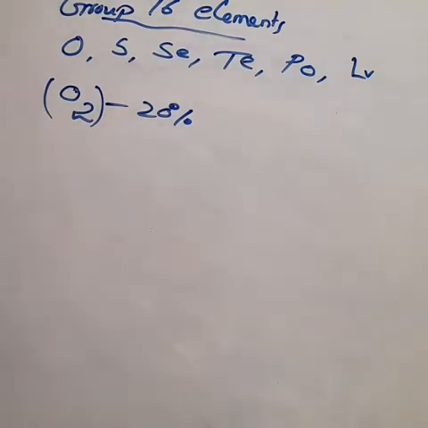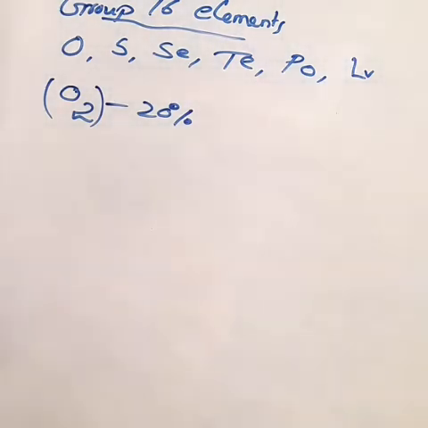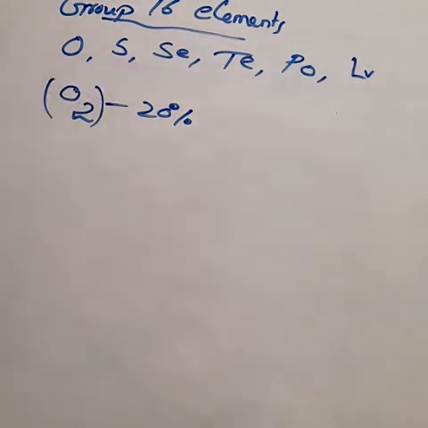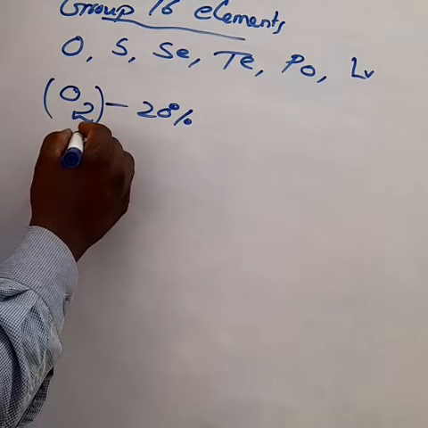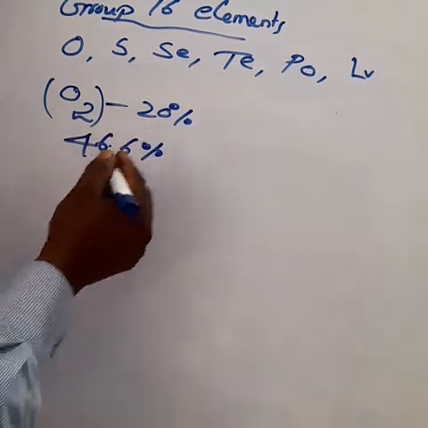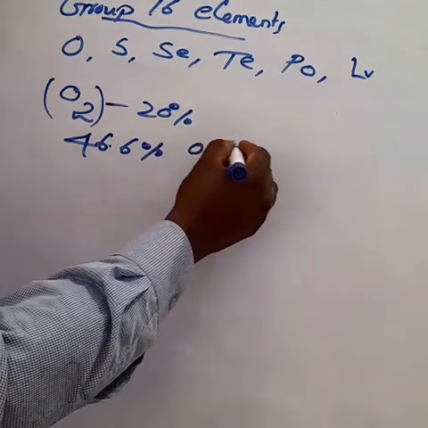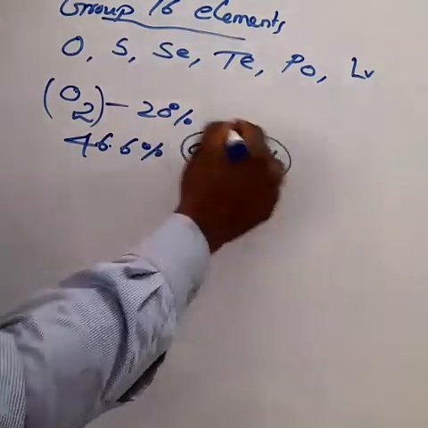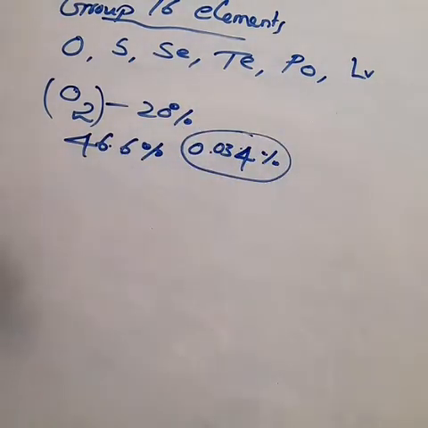One of the important points: the most abundant element exists as dioxygen in air, and it is also in combined form as oxide. For example, oxygen and sulfur make about 46.6 percent and 0.034 percent of the earth crust by weight. Sulfur exists as sulfates. Sulfide exists as zinc blende, galena, etc. It is also present in volcanic ash.